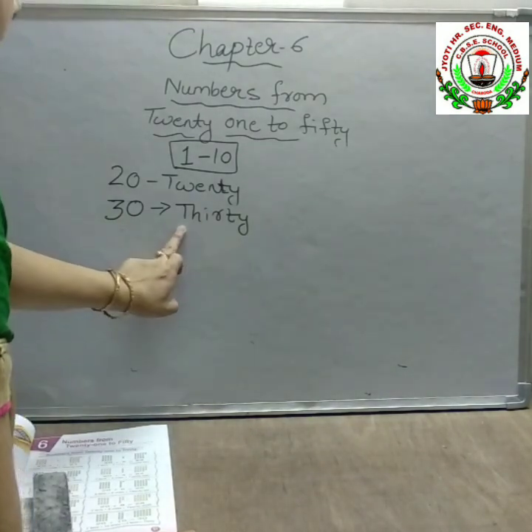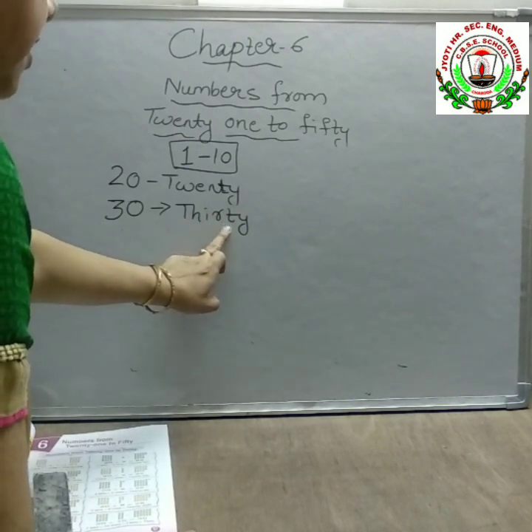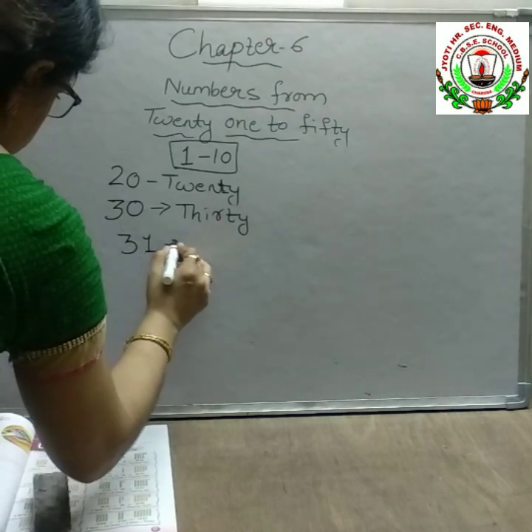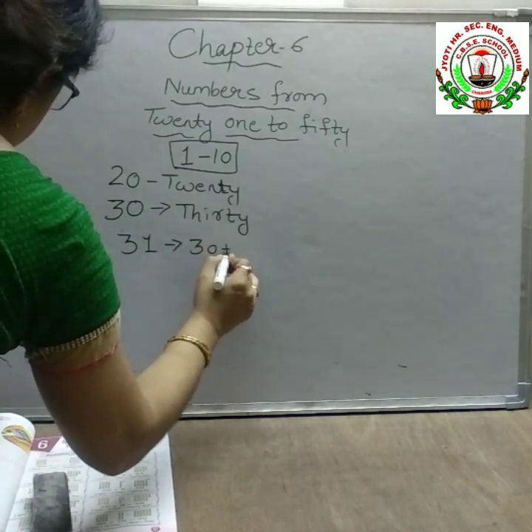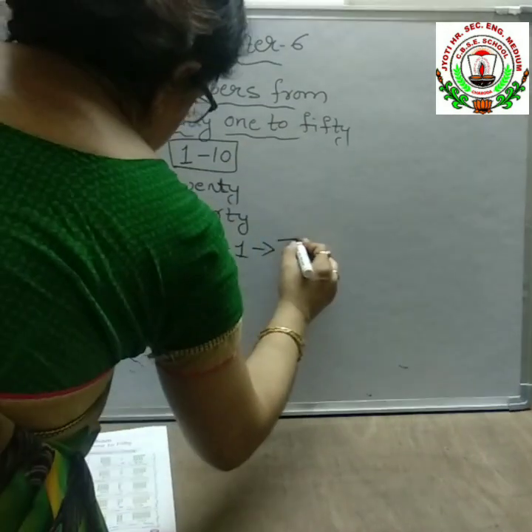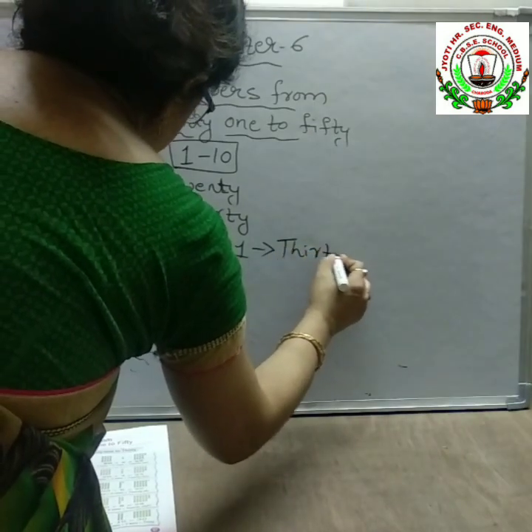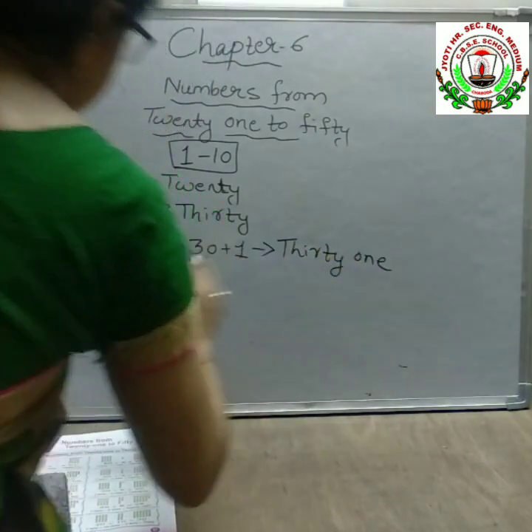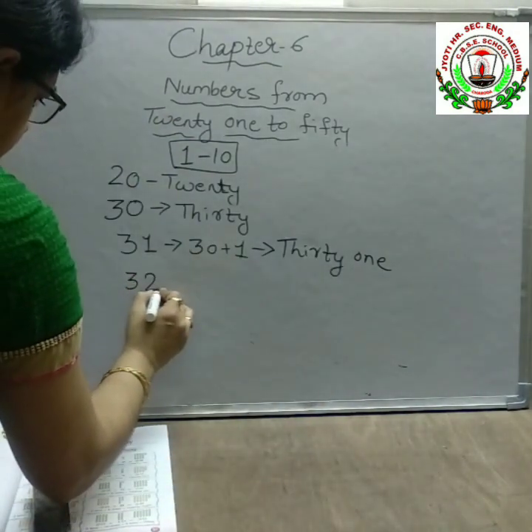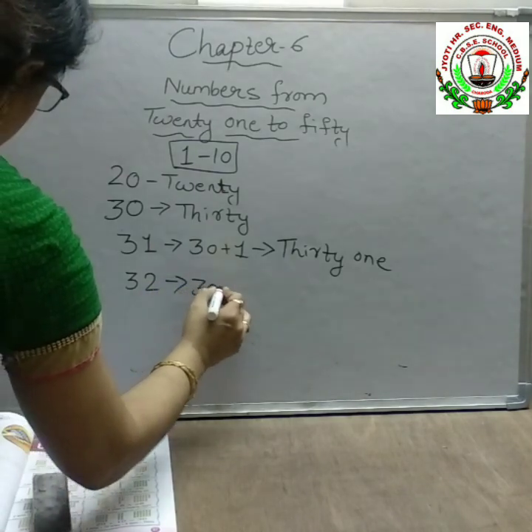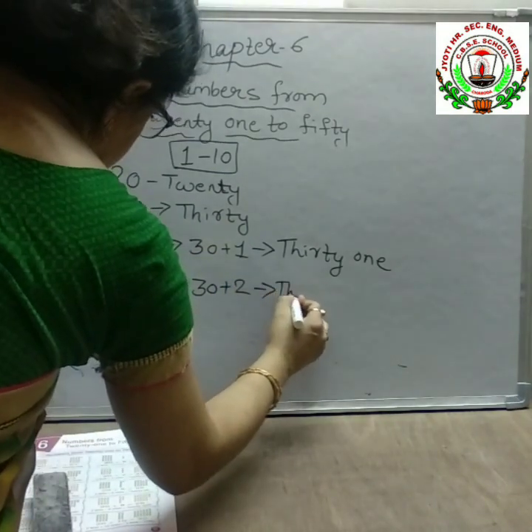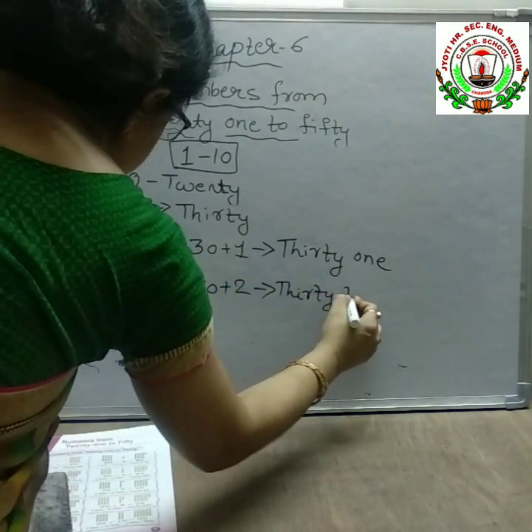T-H-I-R-T-Y. 30. Again, if we have to write the spelling of 31, students, what comes from our mouth first? 31. First it comes 30, then we will write the spelling of 1. It is 31. Next, similarly we can write 32. So which spelling will we write first? We will write 30, then 2.